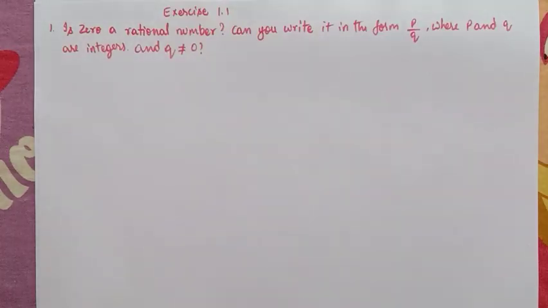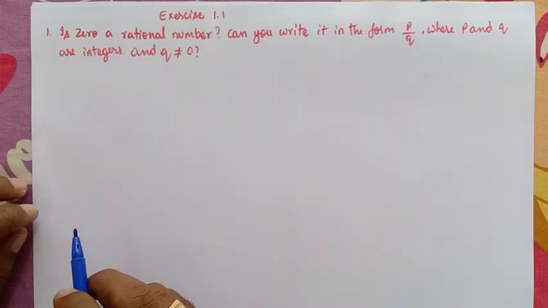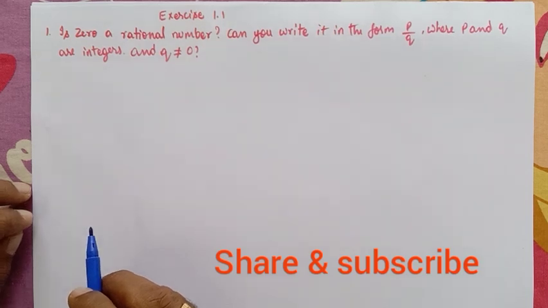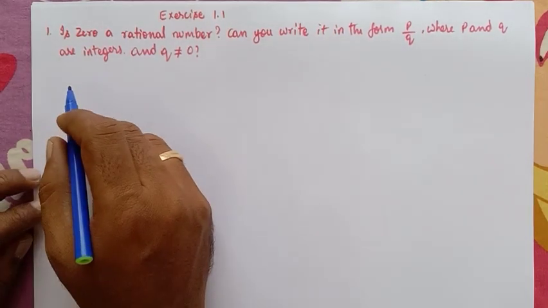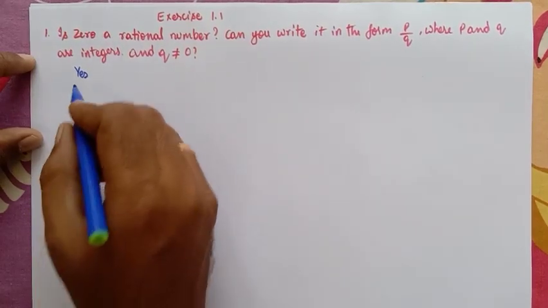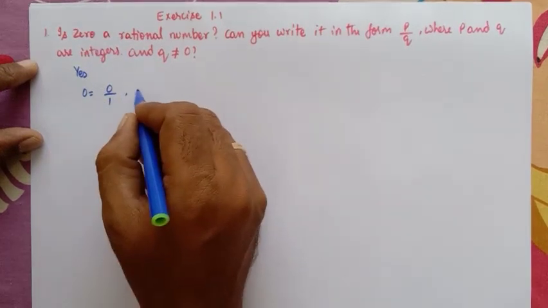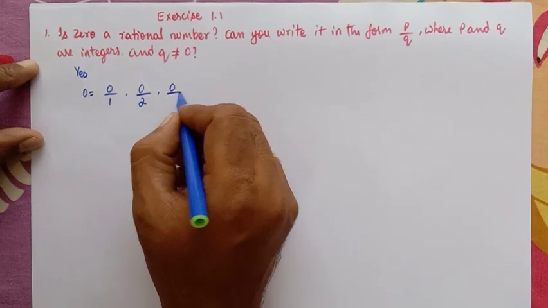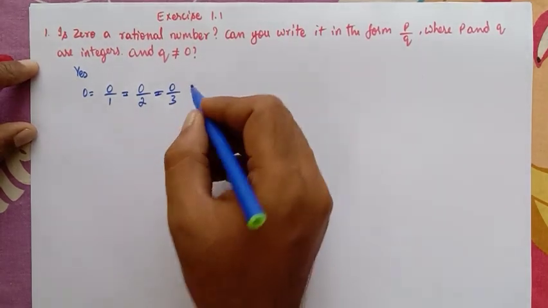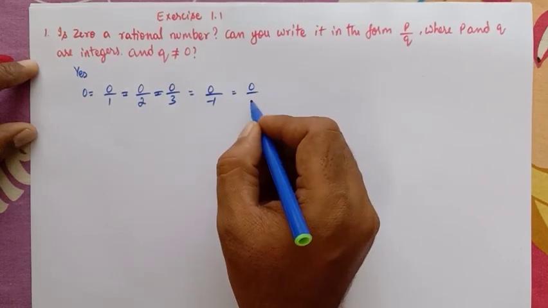Exercise 1.1. Is 0 a rational number? Can you write it in the form p by q, where p and q are integers and q does not equal 0? For this, directly I will say yes. 0 can be expressed as 0 by 1, 0 by 2, 0 by 3, which are all equal to 0. You can also write 0 by minus 1, 0 by anything.